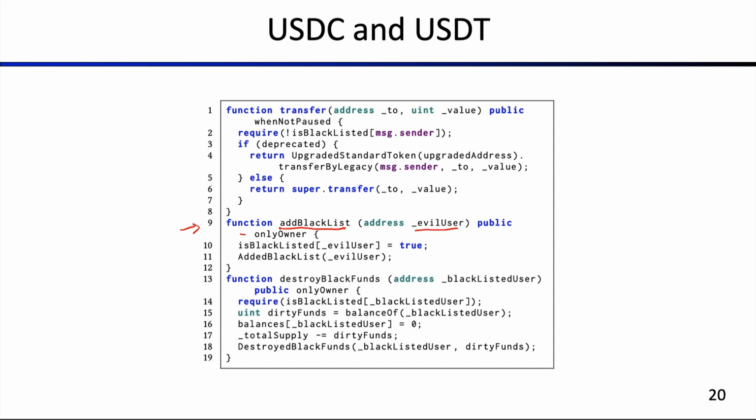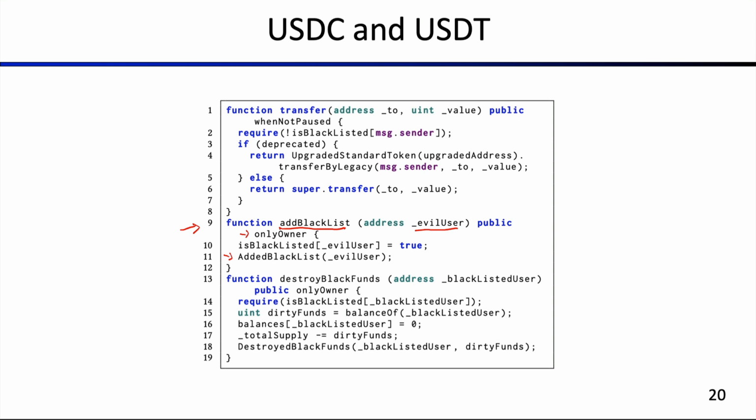This is okay, it's only the owner that can do this. So here this is an access control modifier that would not allow anyone to call this function or to execute that function. So if somebody is then blacklisted, they will be added to the blacklist.